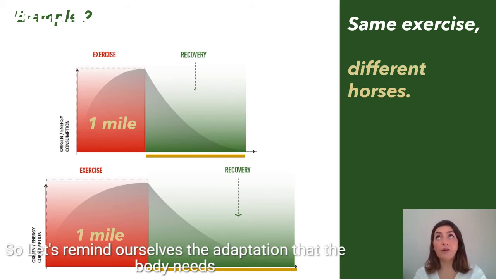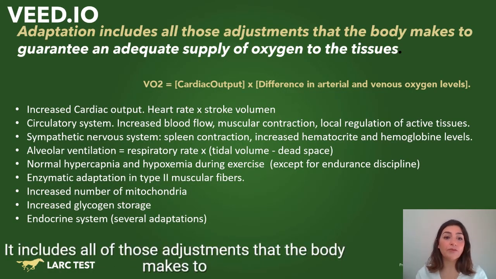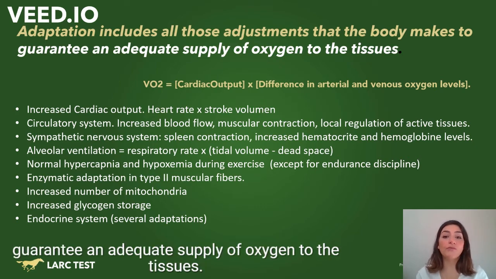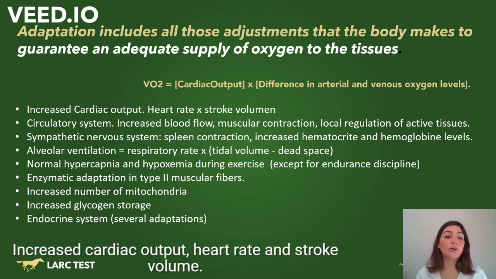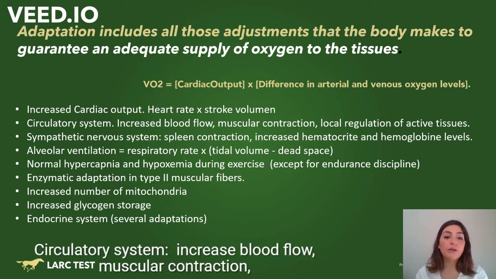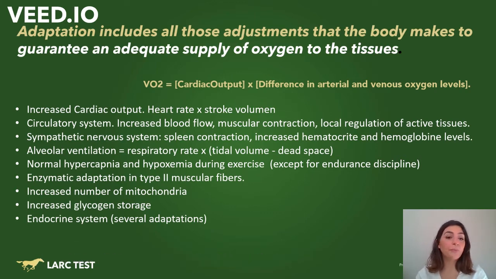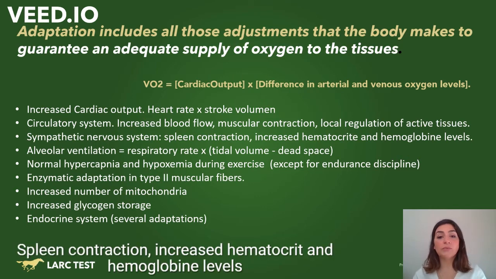So let's remind ourselves of the adaptations that the body needs to make to be more efficient. This includes all of those adjustments that the body makes to guarantee an adequate supply of oxygen to the tissues. So increase cardiac output, heart rate and stroke volume, increase everything, right? Circulatory system, increased blood flow, muscular contraction, local regulation of active tissues. The sympathetic nervous system, spleen contraction, increased hematocrit and hemoglobin levels.